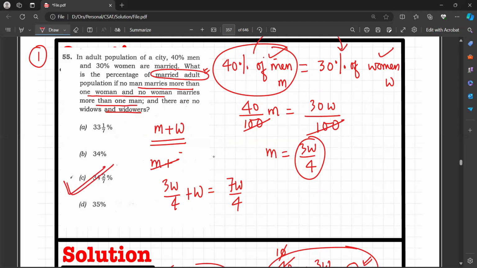Be very careful about married adult. Question को अच्छे से पढ़ना है, भागना नहीं है. भागने से आंसर थोड़ी जल्दी हो जाएगा, वैसा नहीं है, गलत हो जाएगा. सो मैरिड एडल्ट निकालना है.